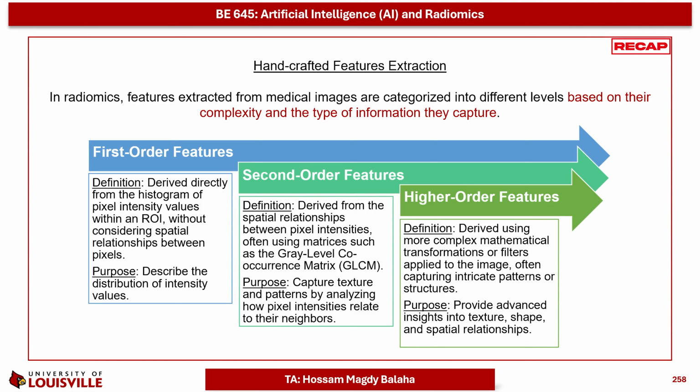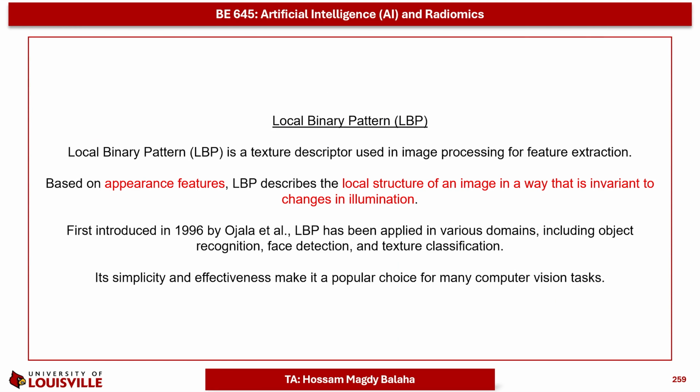So in this lecture, we are going to continue on how to extract more features. But for today, we are going to cover a different approach called local binary pattern. LBP, or local binary pattern, is a texture descriptor which is used in image processing for feature extraction. LBP describes the local structure of an image in a way that's invariant to changes in illumination.